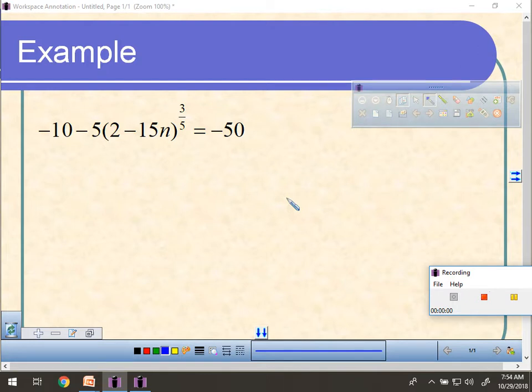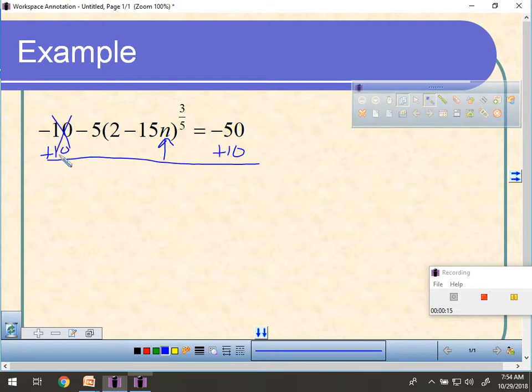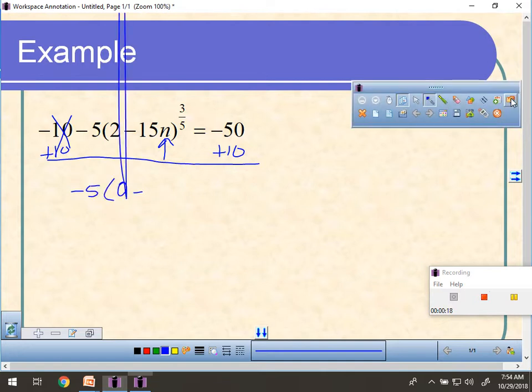For this problem, I want to solve this for n. So what I'm going to do here is try to isolate that n by itself. To solve this for n, I'm going to add 10 to both sides first. That's going to cross out, and then this will be negative 5, parentheses, 2 minus 15n, to the 3/5 power. And then this is going to be negative 40 on the right-hand side.